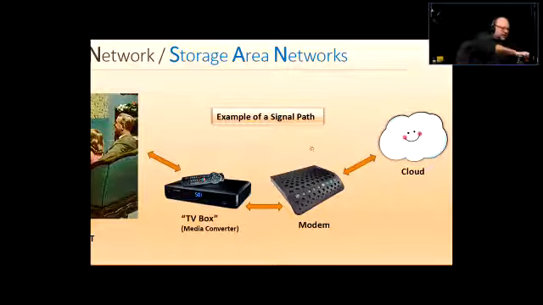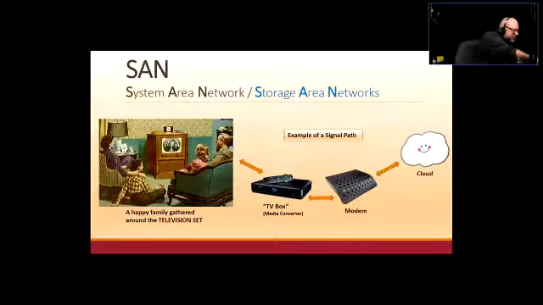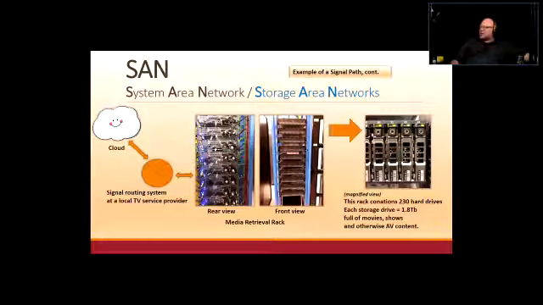Now let's see what happens at the service provider. Here's the other side of the rainbow. So here's the cloud. From the internet, there's a signal routing system that locks onto it, finds that signal, and passes it on to local service provider equipment.